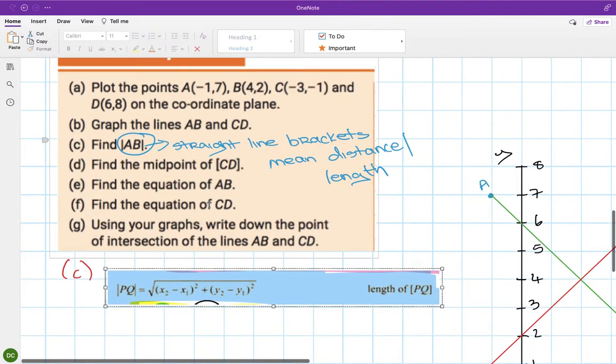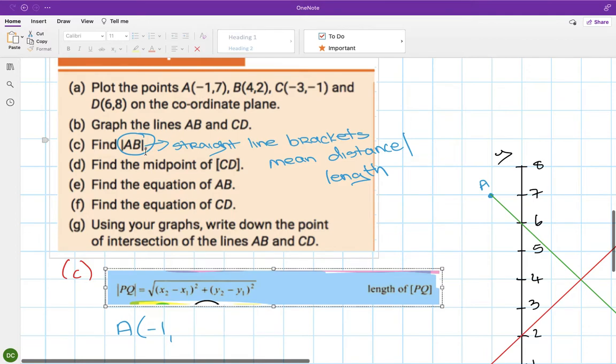So I've got the formula. Went to my table book and I got the length formula. I recognized that the straight line brackets meant length. Went and got the length formula. Now I've written it down. I would also recommend that you write the points down. So A is -1, 7 and B is 4, 2. In this we are looking for the length of AB.